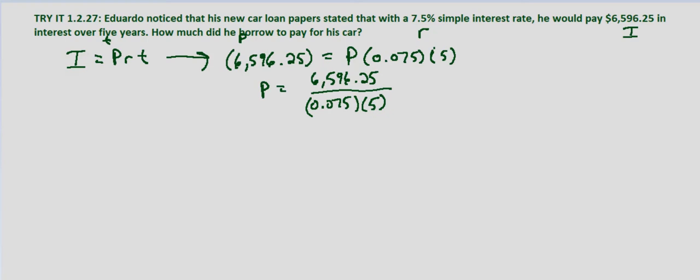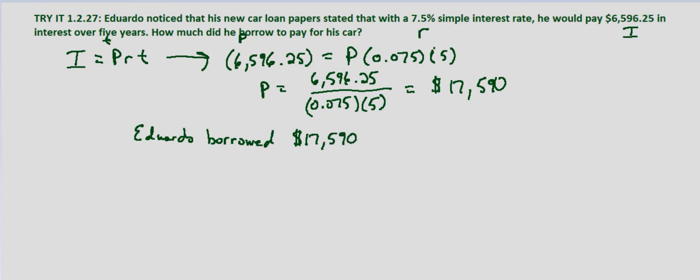And if we do those calculations, 6,596.25 divided by 0.075 times 5, we get $17,590. So Eduardo borrowed $17,590. Now, how do we check this?